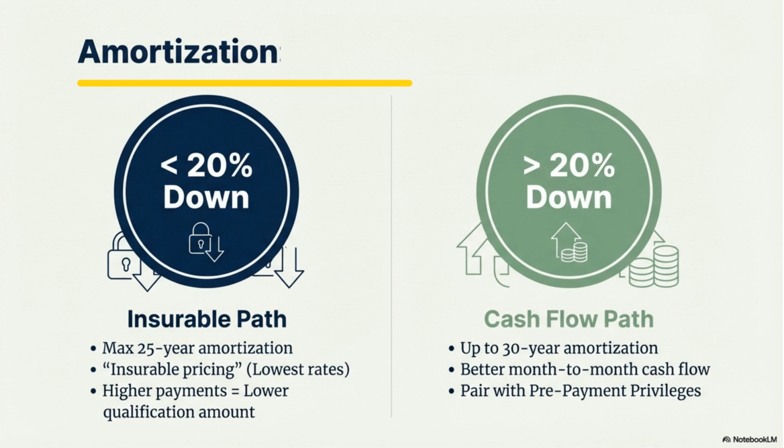However, if you have more than a 20% down payment, you can go as high as a 30-year term. Investors often opt for this option, which offers better month-to-month cash flow. This is a great option when combined with prepayment privileges, so you can pay down the mortgage faster while benefiting from lower monthly payments.